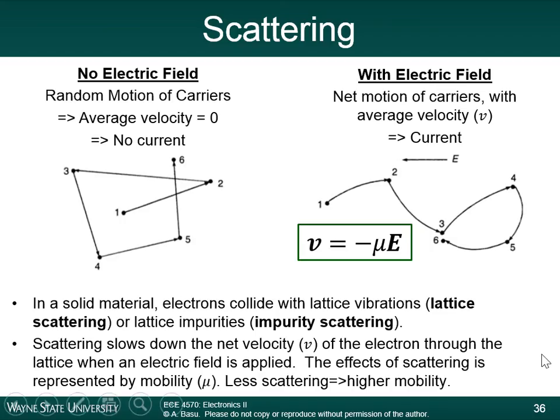Some of you have talked about graphene and nanotubes in the class presentations this semester. One of the interesting things about those materials is that they have a high mobility. The reason they have a high mobility is that the electron can move through the material with very few collisions compared to standard silicon.